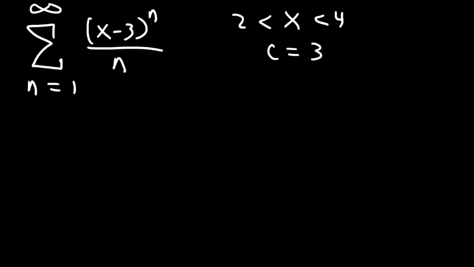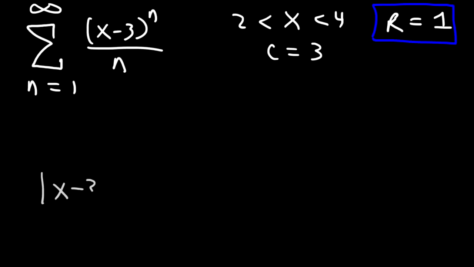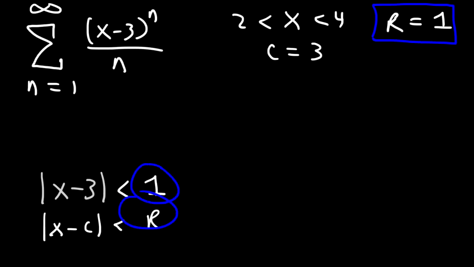Now, what is the radius of convergence? What is that equal to? Well, if you take the distance between the midpoint of the interval, which is 3, and one of the endpoints, the difference between 3 and 2 is 1. So the radius of convergence is 1. Or, once we had it in this form, the absolute value of x minus 3 is less than 1. We have it in the form of x minus c. The absolute value of that is less than r. So you can see at this point, r is 1.